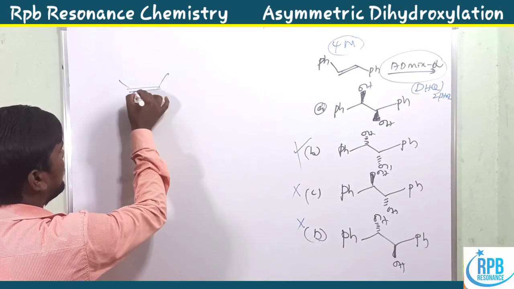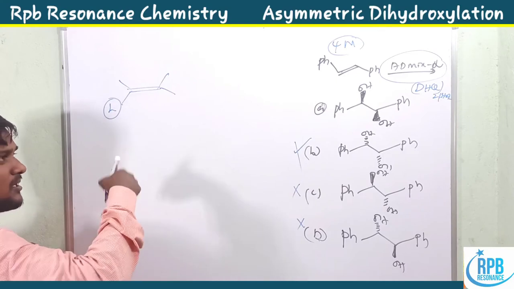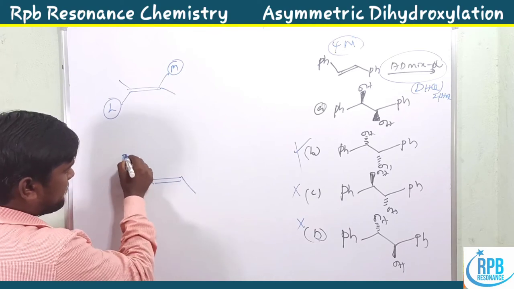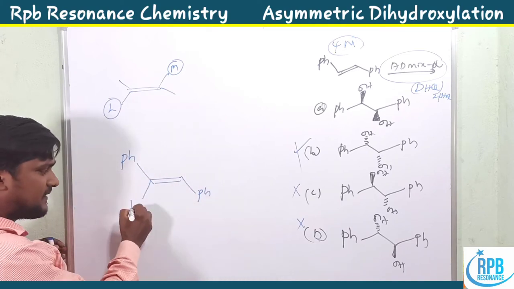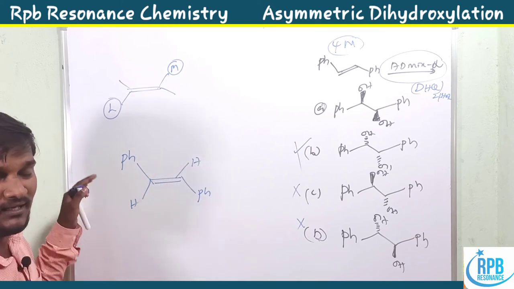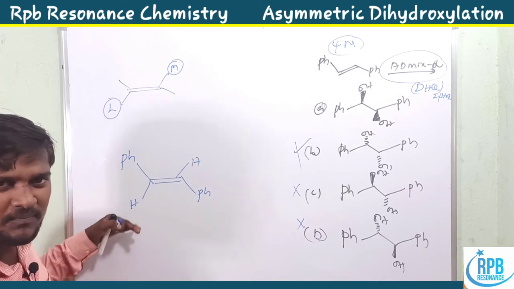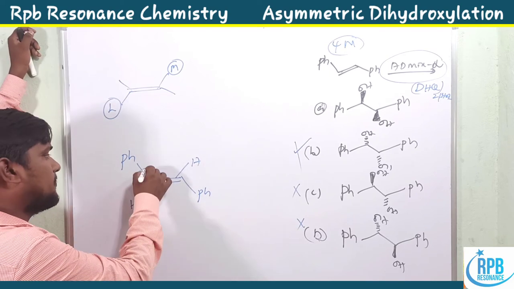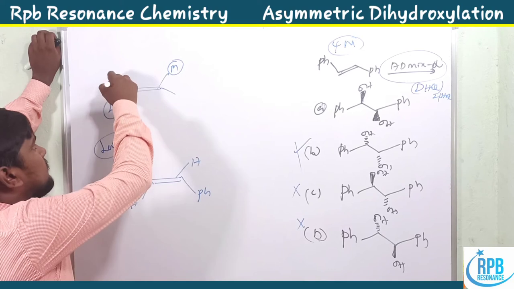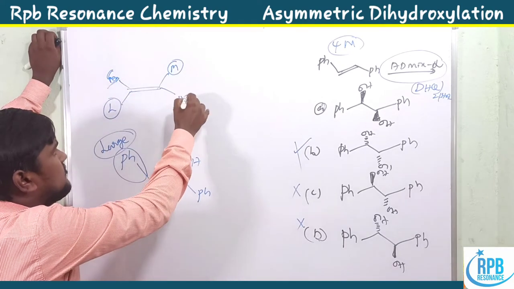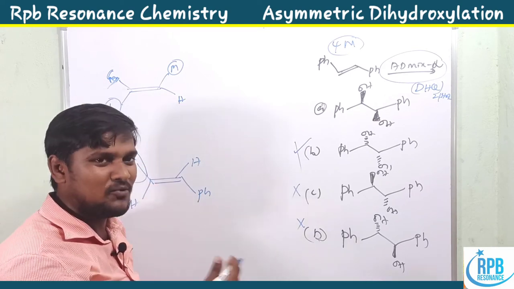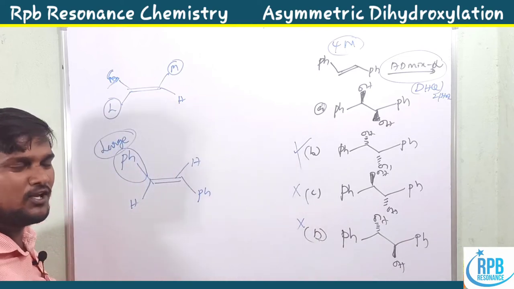Now, according to our knowledge, the left side bottom corner is the large group, and quite opposite is the medium group. But how they framed the question: the left side top corner is the large group and the left side bottom is the small group. So here it is totally reversed according to our rule. This is the medium, this is the small, this is the hydrogen. It was totally reversed according to our application rule, so automatically the stereochemistry is also reversed.